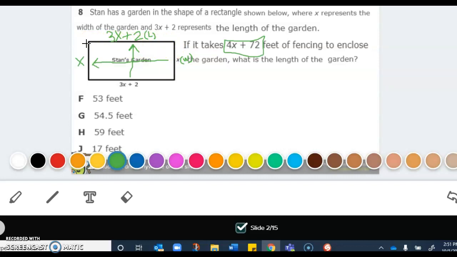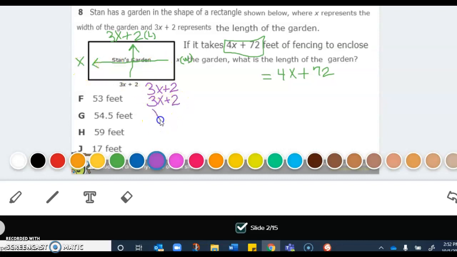In order to find perimeter, we have to add all of the sides, and it should equal 4x plus 72 because I already know that's my total. They told me it takes this much fence to go all the way around. In order to get the perimeter of this image, we have to add all sides of my rectangle. So I'm going to take my 3x plus 2, and I'm doing scratch work over here on the side so y'all can see what we're doing, how I'm lining them up and making things easier for myself.